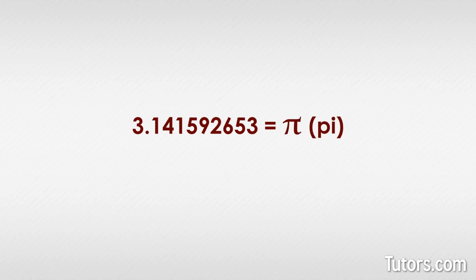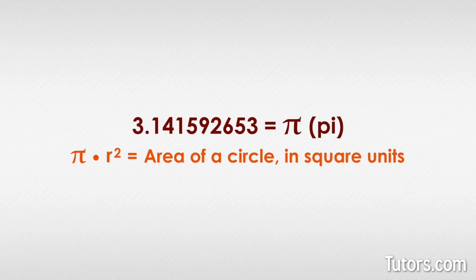Recall that the relationship between the circumference of a circle and its diameter is always the same ratio, 3.141592653, or pi. That number, pi, times the square of the circle's radius gives you the area of the inside of the circle in square units. If you know the radius in whatever measurement units, use the formula pi times r squared to find the area A. The answer will be square units of the linear units, such as millimeter squared, centimeter squared, square feet, and so on. Let's give it a try.